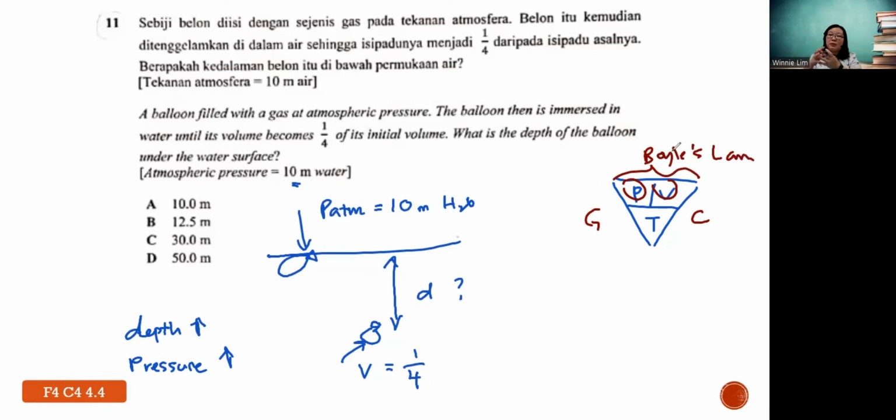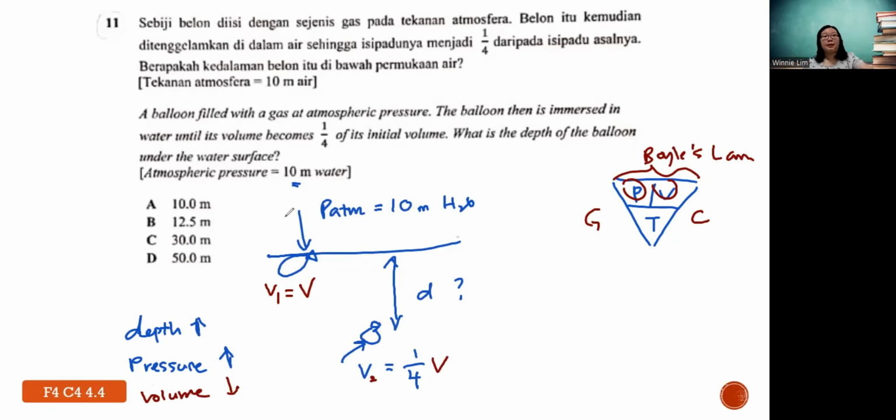So Boyle's law state that what is the relationship between pressure and volume? You try to compress something, what happened to pressure? Higher, right? So they are inversely proportional. So that's why when your pressure is greater, what happened to volume? It becomes smaller. So we assume this is up to you, the label 1 or 2. So initially is V, and V2 becomes 1 over 4 V.